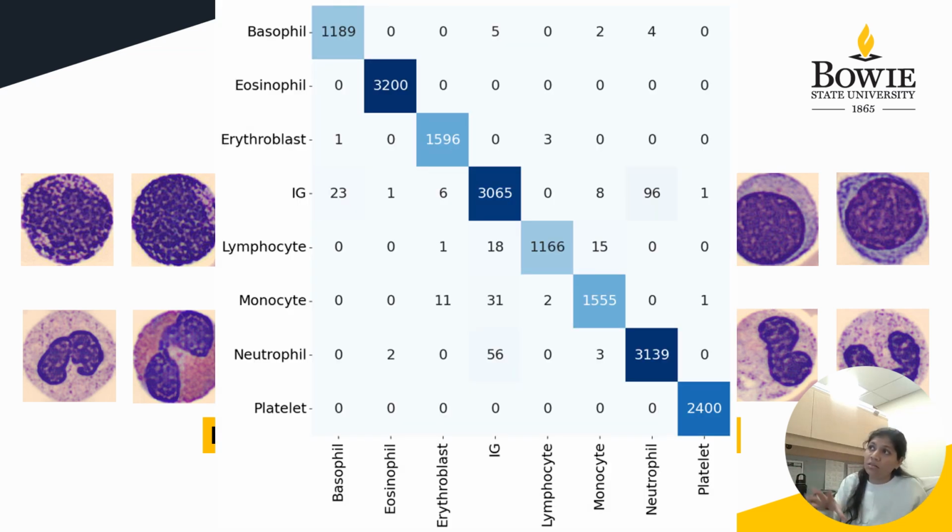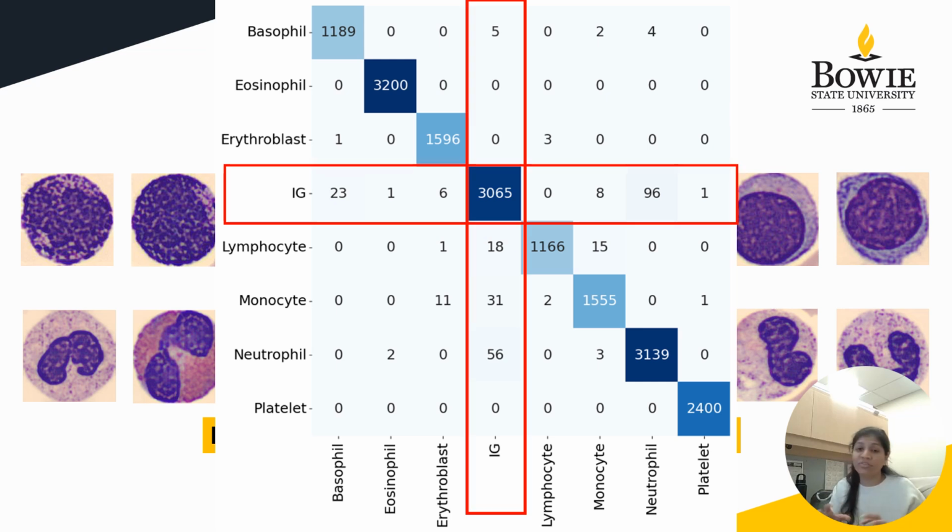Then we trained the classifier on the real images, and then we tested the classifier on the generated images. And here you can see the results. Most of the generated images were classified correctly except the immature granulocyte, because of the mixture of images with different stains and different types. This shows that the real images and generated images are almost the same, and it is also hard for the classifier to tell them apart.